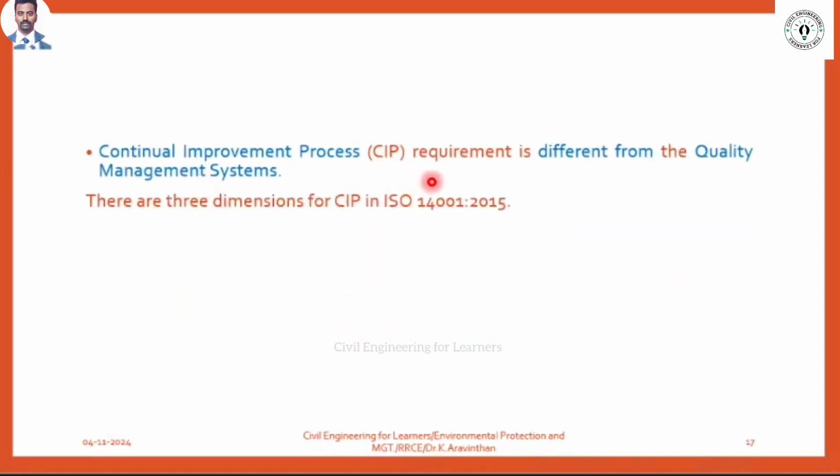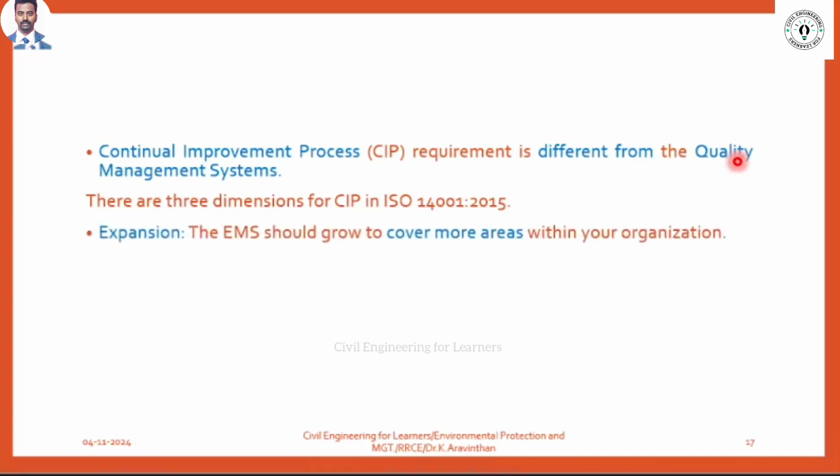The continual improvement process, called CIP, is different from the quality management system. Quality management system comes under ISO 9000. Continual improvement process comes under ISO 14001, which was most recently revised in 2015. There are three dimensions for the continual improvement process. What are they? The first one is expansion.